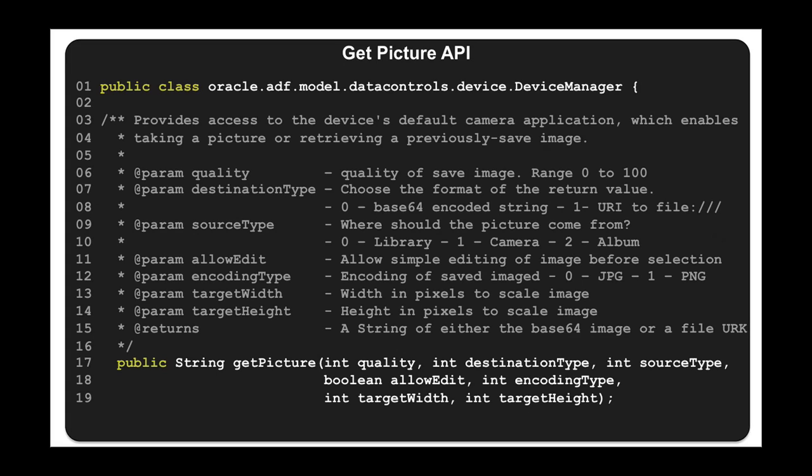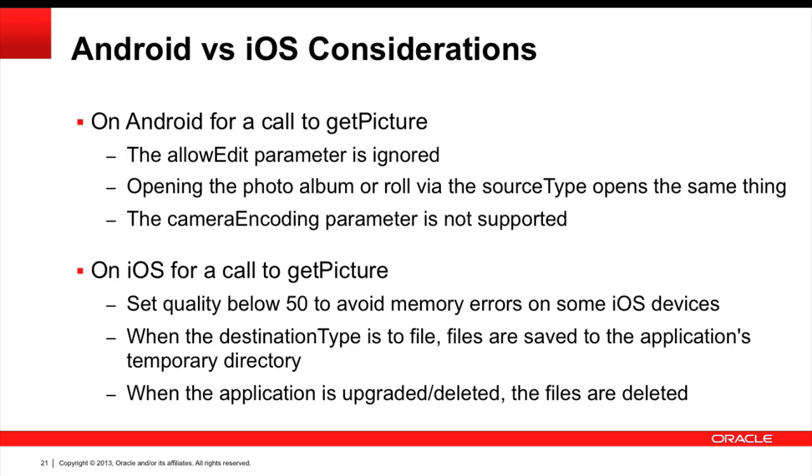And finally, the return parameter here, which returns a string. As we said earlier on, that's influenced by the destination type parameter. Are we returning a base 64 encoded image, or are we just returning a file URI to the specific image that's stored on the device?